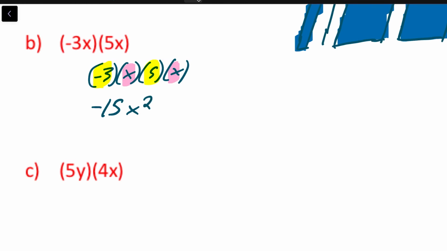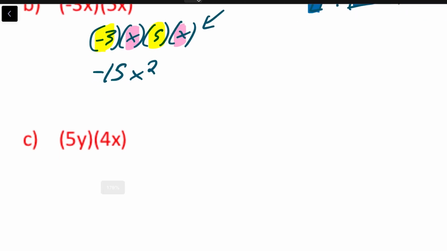Okay. By now, you probably are not even doing this step anymore, right? Because you're seeing that you're taking your coefficients, which is the numbers in front of the variables, multiplying those together, because you can, right? We know how to multiply numbers together. And then we're taking the variables and multiplying them together, okay? So that's what we're doing.